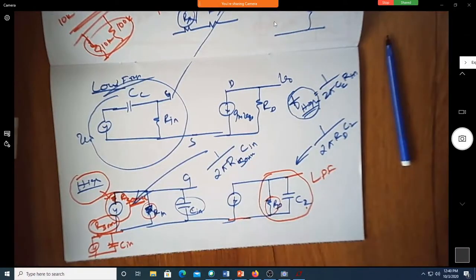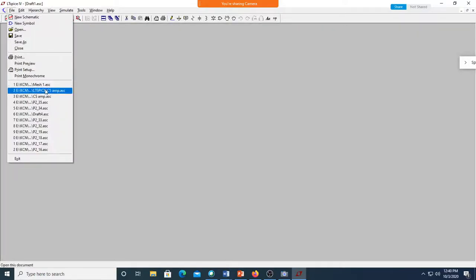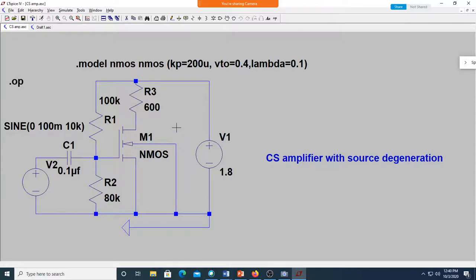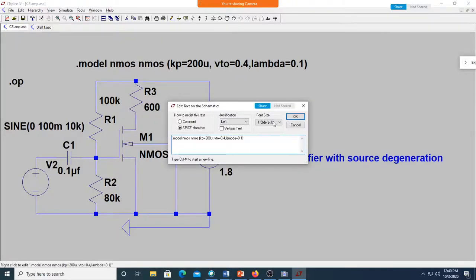Let me take you to the simulation and then try to see how it comes. I don't know whether I have a circuit, otherwise I'll make one for you. Let me see. Okay, I have an amplifier. Let me take this, and let me make this lambda not be there.